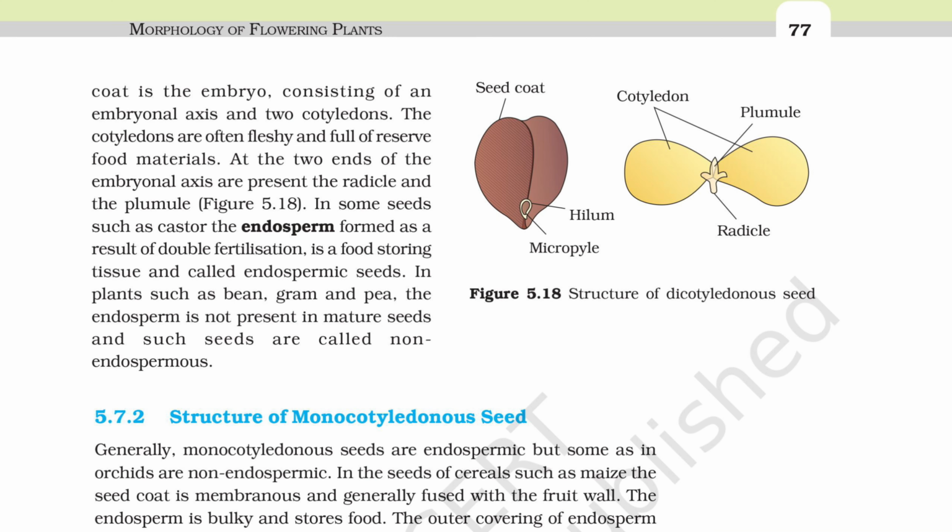Within the seed coat is the embryo, consisting of an embryonal axis and two cotyledons. The cotyledons are often fleshy and full of reserve food materials. At the two ends of the embryonal axis are present the radicle and the plumule. In some seeds such as castor, the endosperm formed as a result of double fertilization is a food-storing tissue and such seeds are called endospermic seeds. In plants such as bean, gram and pea, the endosperm is not present in mature seeds and such seeds are called non-endospermous.